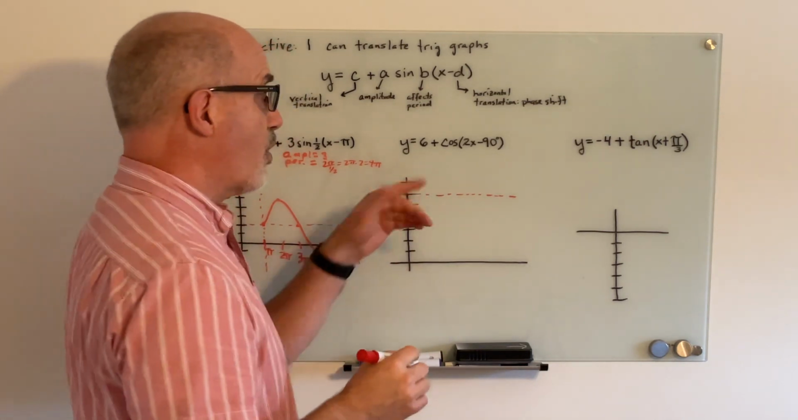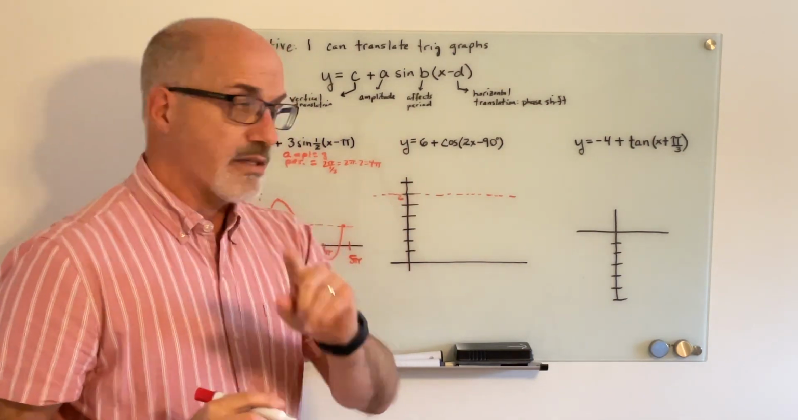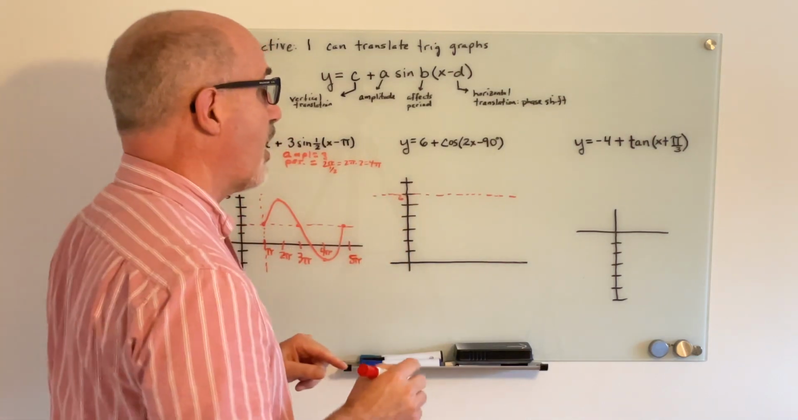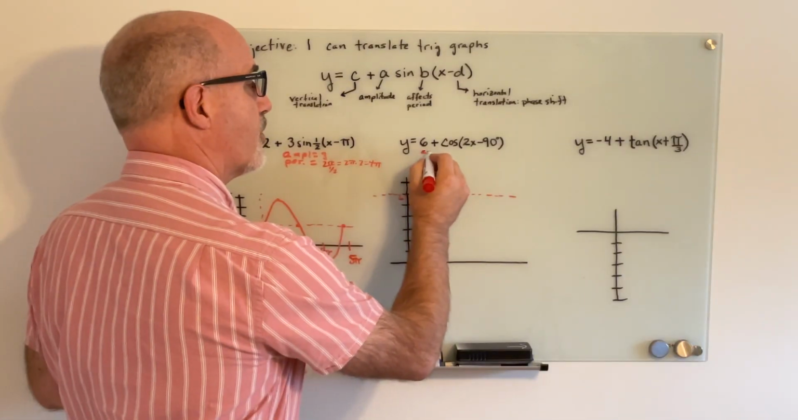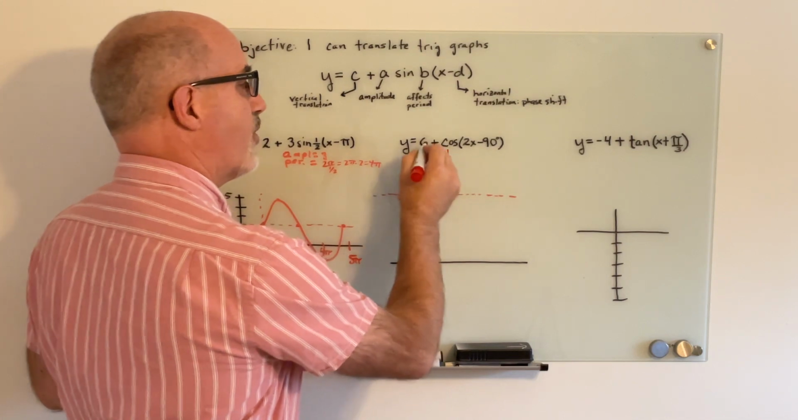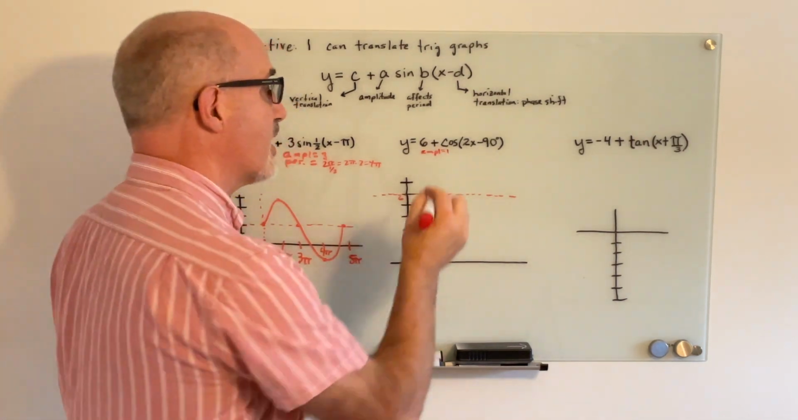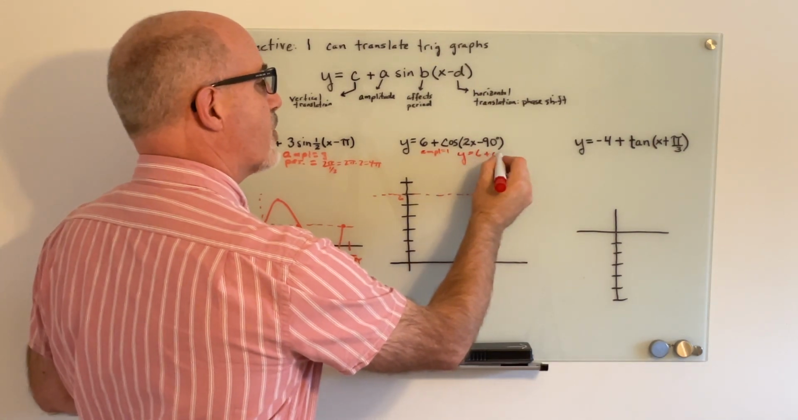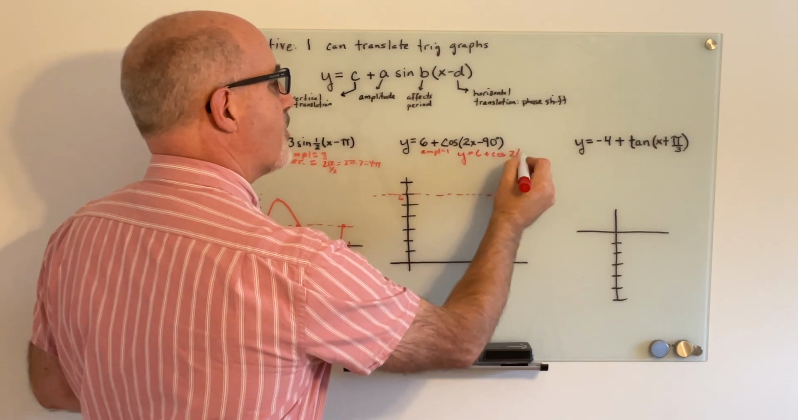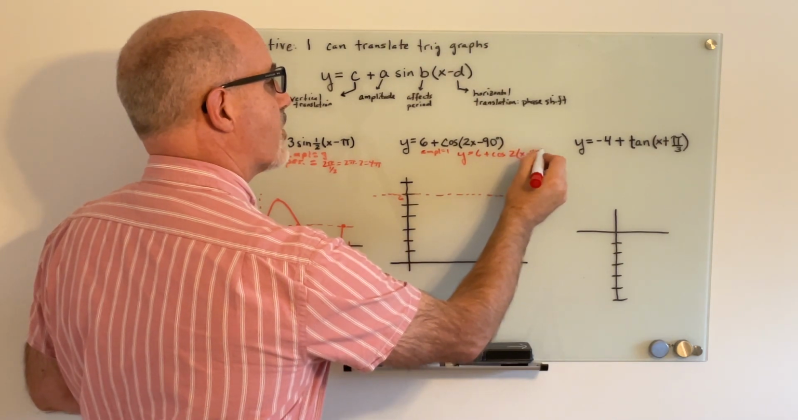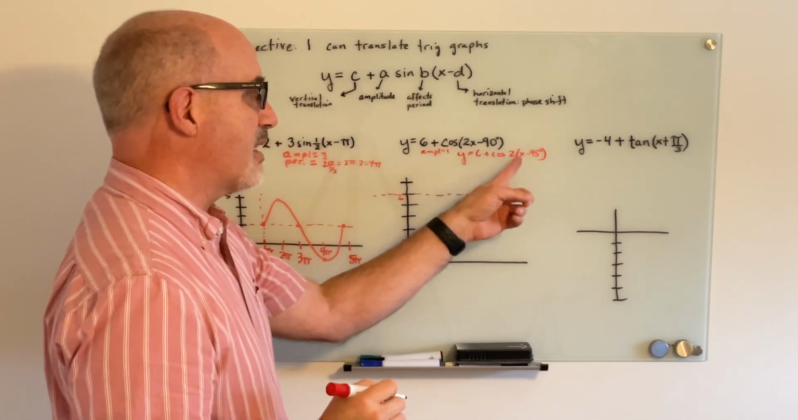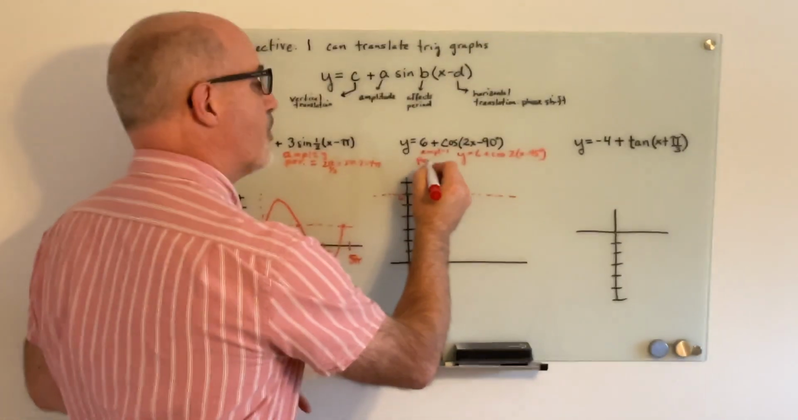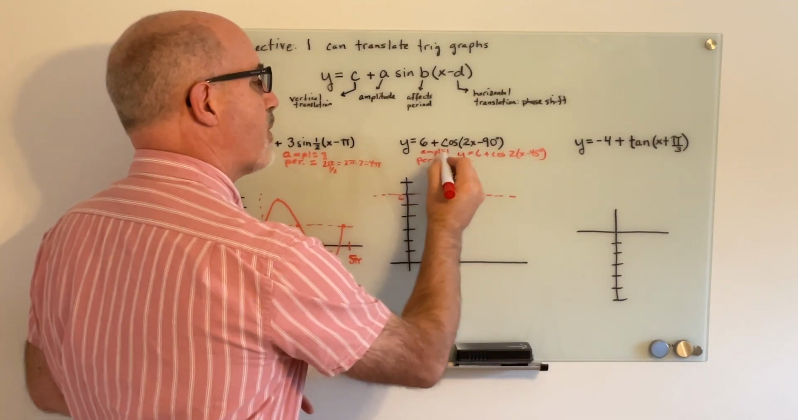Now this is important: that number has not been factored out yet. I'm still going to have an amplitude equal to 1, but before I figure out what the period is, I've got to factor out a 2. So I'm going to make this y equals 6 plus cosine of 2 times (x minus 45 degrees). That means this 2 is going to affect the period. My period will be 2 pi divided by 2, which makes it just pi.